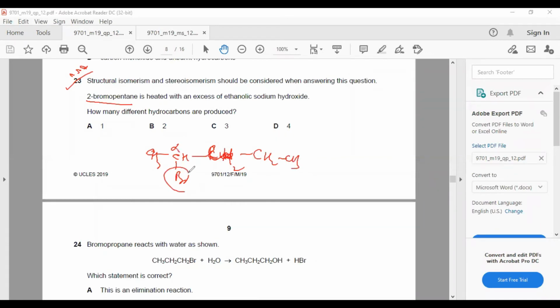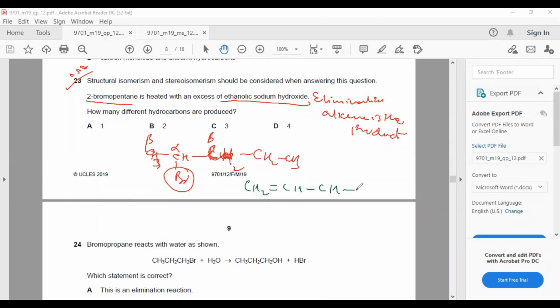This is the alpha carbon. Bromine is removed from here. There are two beta carbons. We call beta carbon the carbon which is next to the functional group. Hydrogen can be removed from here and here. Ethanolic NaOH means elimination reaction. Elimination means alkene will be formed. Alkene is the product. H can be removed from the left side and the right side.